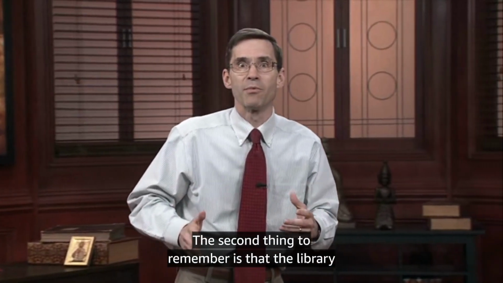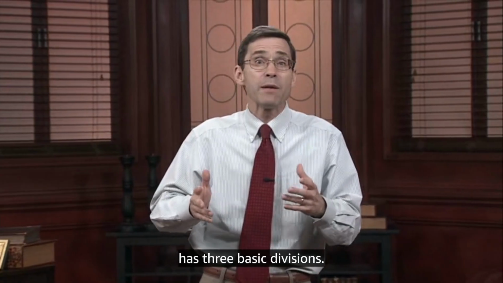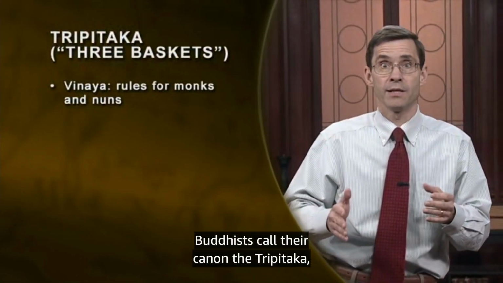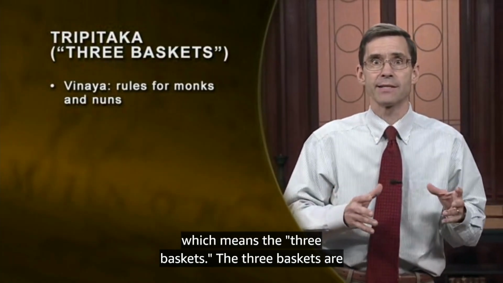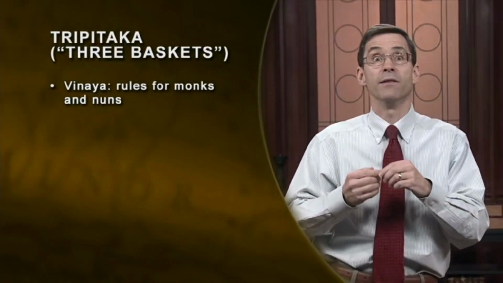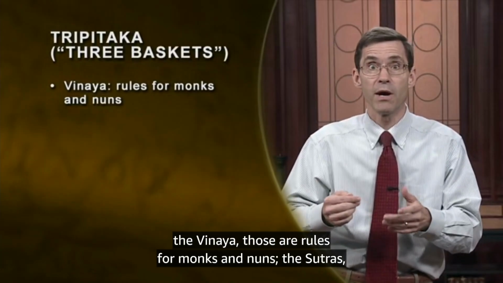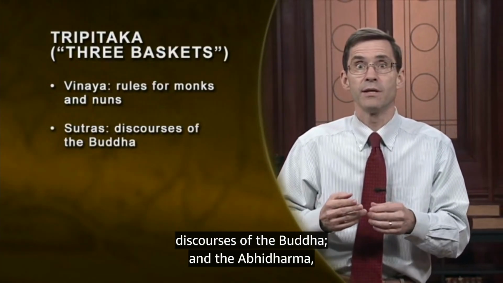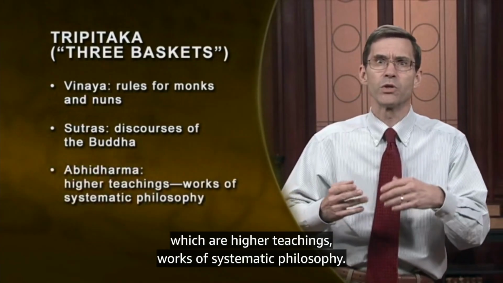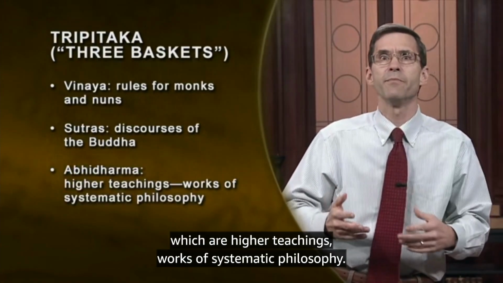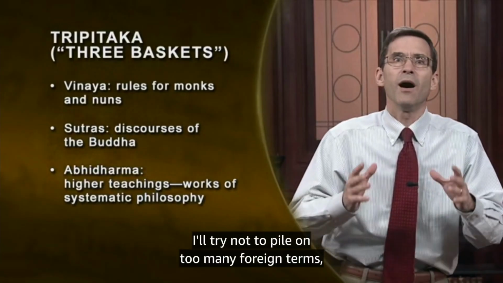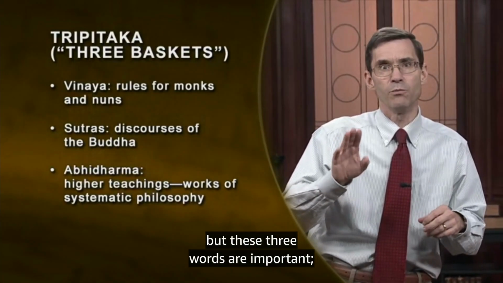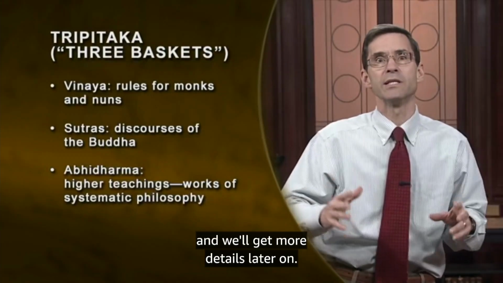The second thing to remember is that the library has 3 basic divisions. Buddhists call their canon the Tripitaka, which means the 3 baskets. The 3 baskets are the Vinaya, those are rules for monks and nuns, the Sutras, discourses of the Buddha, and the Abhidharma, which are higher teachings. They're works of systematic philosophy. I'll try not to pile on too many foreign terms, but these 3 words are important, and we'll get more details later on.